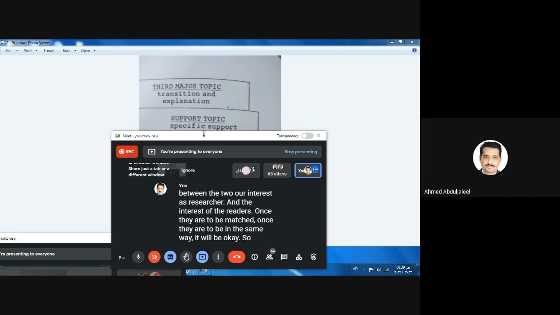So here, the very important point: once we introduce the topic, we want to match these two. Our interest in having this topic should be matched with the interest of readers. This will be achieved when there is a value of the topic. So our job is to represent this value in this introduction.